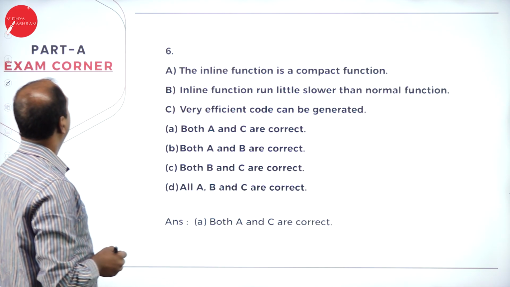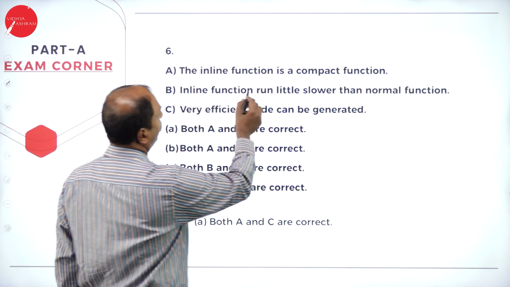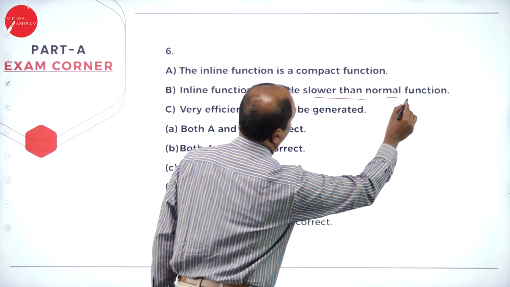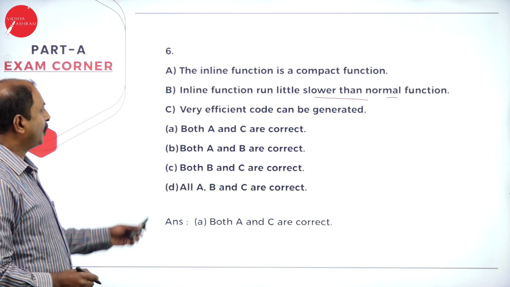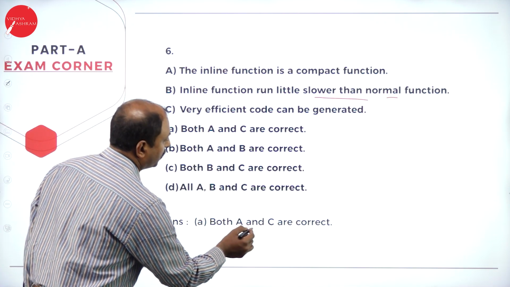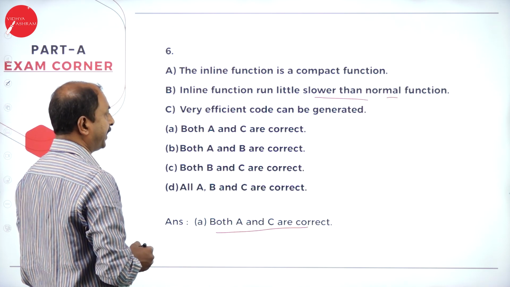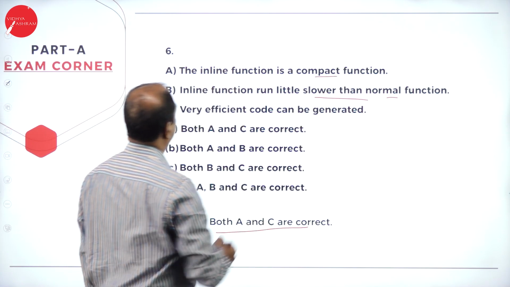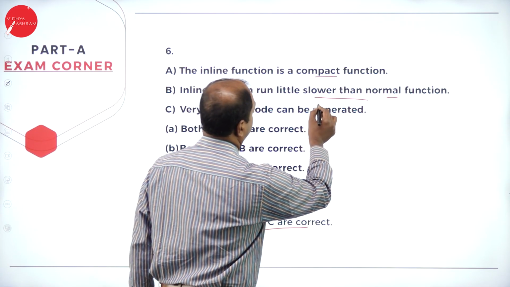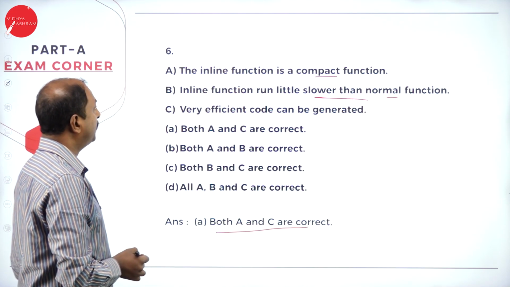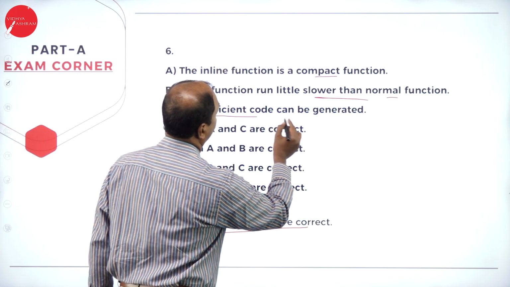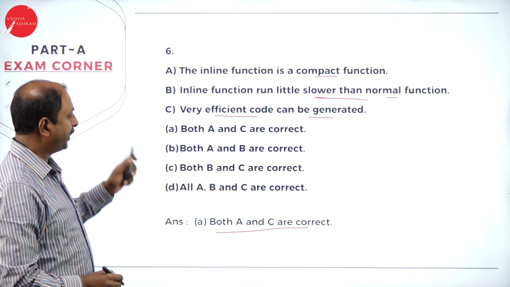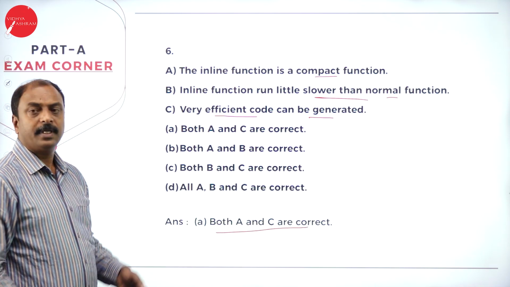In the next slide, you will see the sixth one: the inline function is a compact function. The inline function runs a little slower than a normal function. The options given, accordingly both A and C are correct. A is that it is a compact function, and that inline functions run slower is a wrong concept. And here very efficient code can be generated. So in the options given, A and C are correct. This is the right answer.